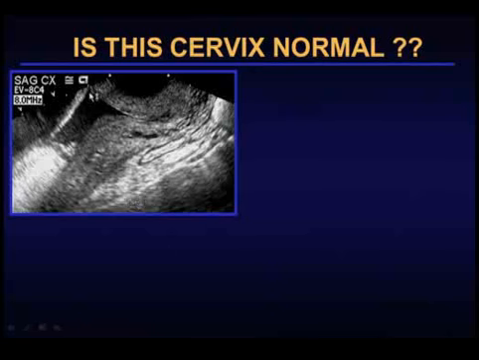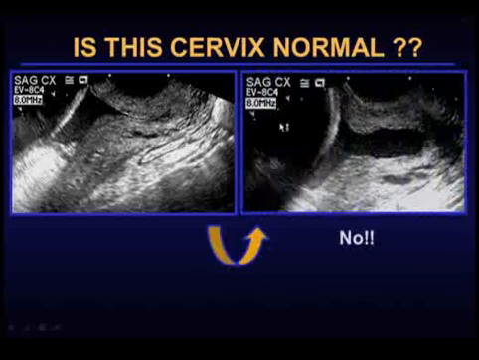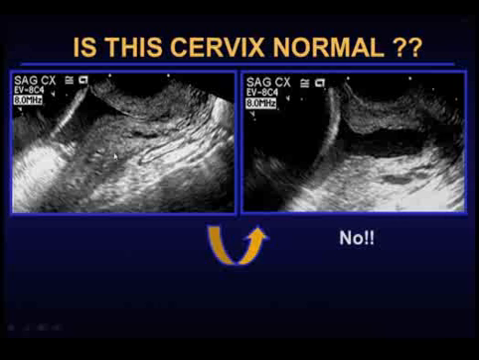Here's another example where you might think the letter Y might come to mind here because of that V-like appearance at the internal os. But look at this cervix. Oh, wow, look at it. It's totally dilated. Well, why is it here it looks okay and here it's so totally dilated? It doesn't look absolutely okay, but certainly a lot worse here.